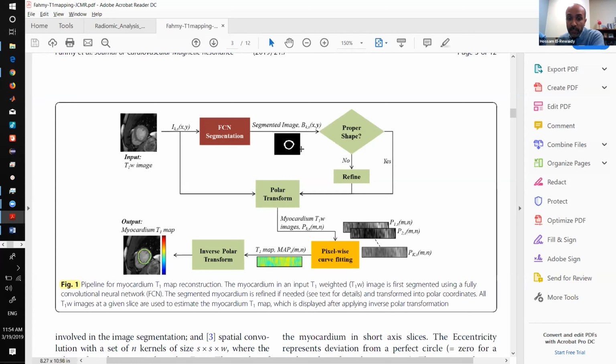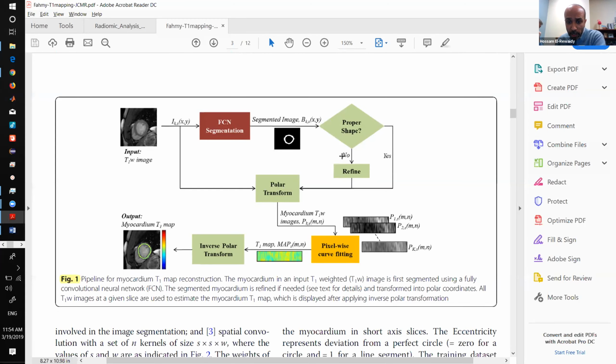We assume that the proper shape of the myocardium is this donut shape object, which is a regular circle or ellipsoid. It's not very elongated or one patch of object. It has to be of this regular shape of the myocardium. If not, and this happens in many slices, we do some refinement.